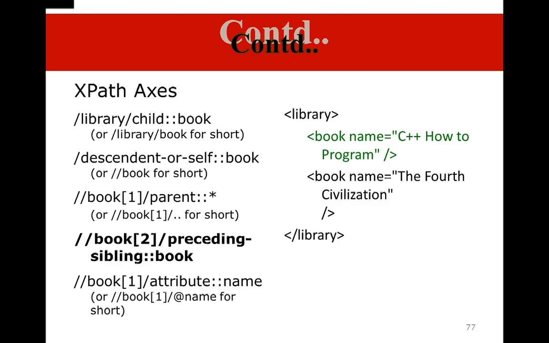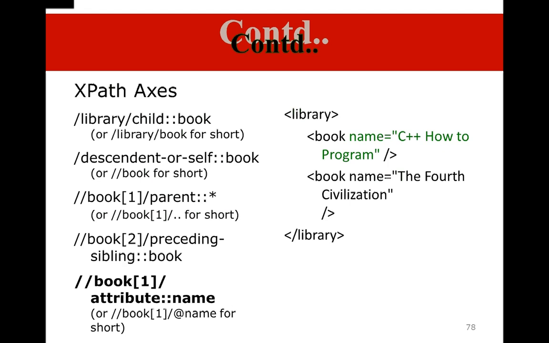In the same way, preceding-sibling. So the second occurrence of the book here is Fourth Civilization. The name of the book is Fourth Civilization, whose preceding sibling is C++ How to Program. So that will be highlighted with this XPath expression.